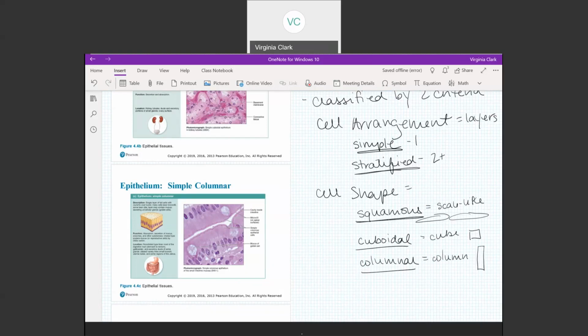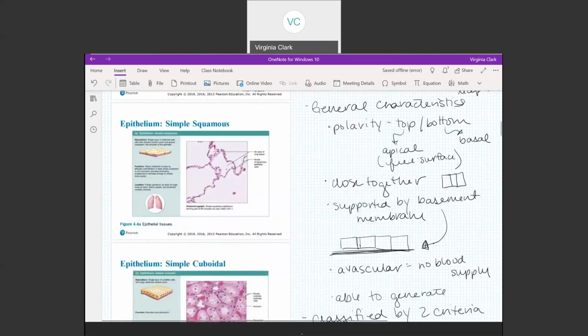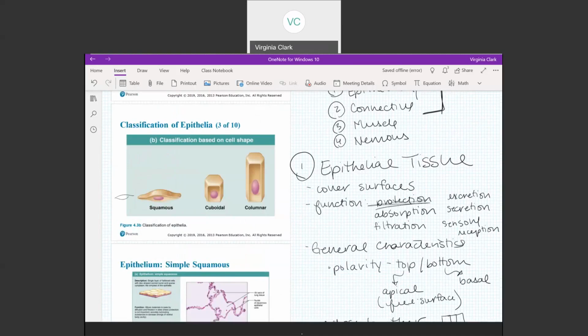All of these are also going to have nuclei in them. So remember, these guys are all able to regenerate. They can only regenerate because they have nuclei. So all of these are going to have nuclei in them that are going to be very helpful to find out what's going on. So when we're looking at this cell shape, here's our squamous, here's our cube, and here's our column. But what is happening with these is you can actually put them all together.